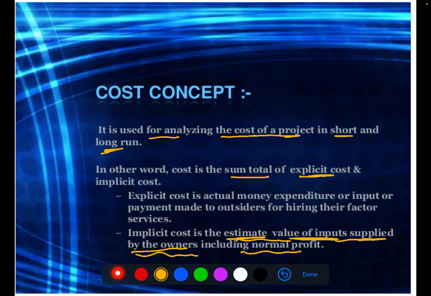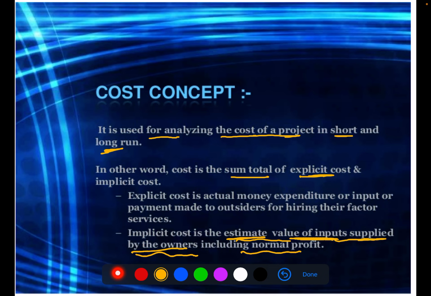So it means whatever inputs are supplied by the owner, we have to take the estimated value of those things. For example, if the business owner is providing his own services, then we have to take the estimated value of his services. If he has invested his capital in the business, then we have to take the estimated value of that capital also. For example, he has provided a building for the business, then we have to take the estimated value of that also. Rent value we are talking about, imputed value of the rent. This implicit cost also includes the normal profit, because the owner earns the normal profit, so normal profit also comes under the implicit cost.